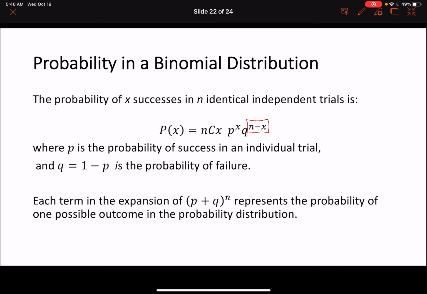Each term in the expansion of (p plus q) to the power of N represents the probability of one possible outcome in the probability distribution. When I expand this out, with probability of success plus probability of failure to the power of N, each term represents one possible outcome. Anyway, we'll talk about that later.